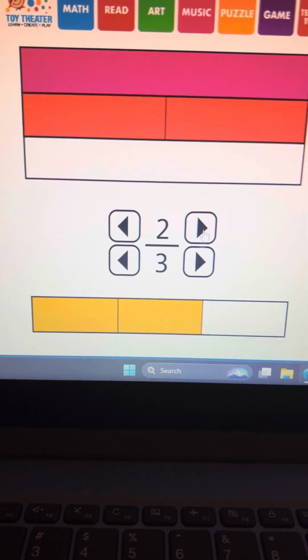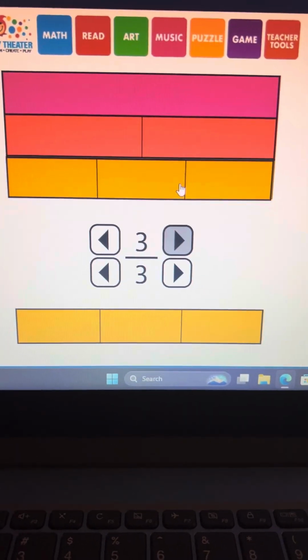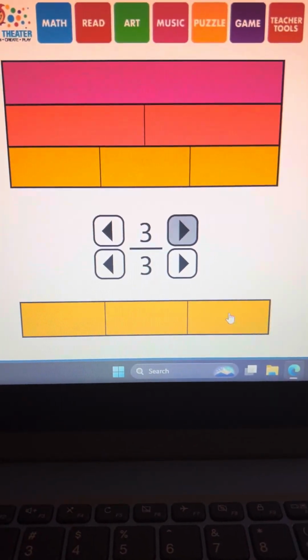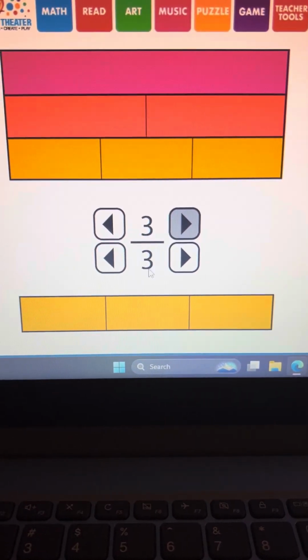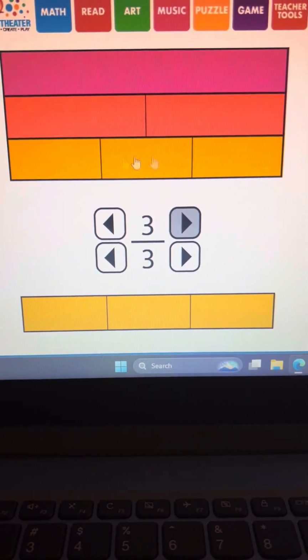Now, if we were going to insert another rod here, okay? So as you see, that's 3 over 3. Again, that equals 1 full rod. So the 3 over 3, that is 1 rod, 1 rod, 1 rod.